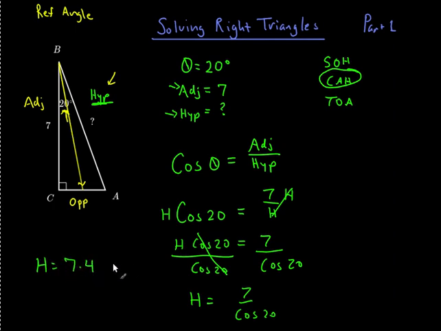The question you should ask yourself when you work any of these problems is, does the answer make sense? I have a really, really narrow number of degrees here, and I have a really, really long side. The longest side, which is my adjacent side, is 7. And so it makes sense the hypotenuse would be a little bit longer than the adjacent side, given how small the angle is.